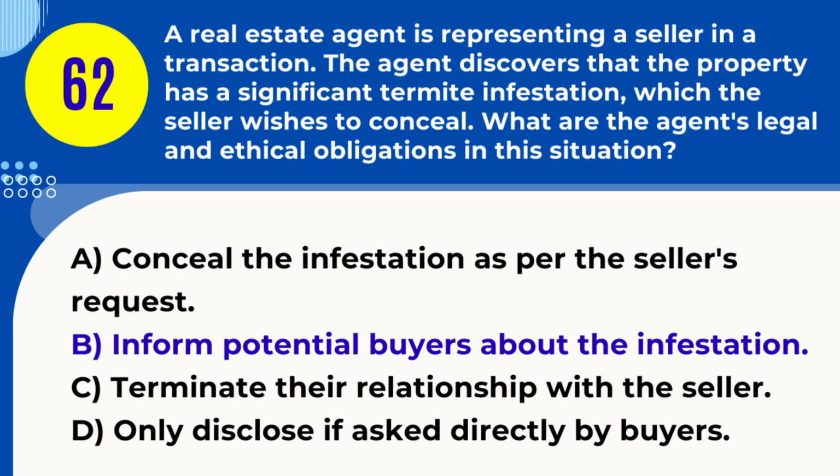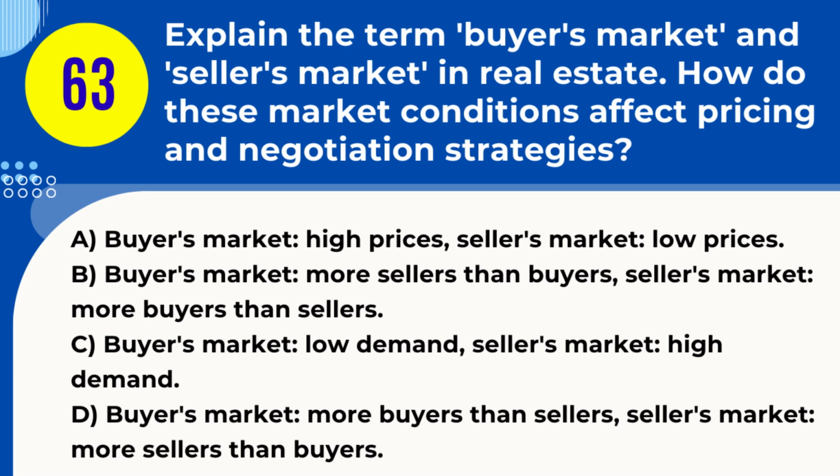Answer: B. Inform potential buyers about the infestation. Explanation: the agent has a legal and ethical obligation to disclose material facts about the property, including significant termite infestation, to potential buyers.